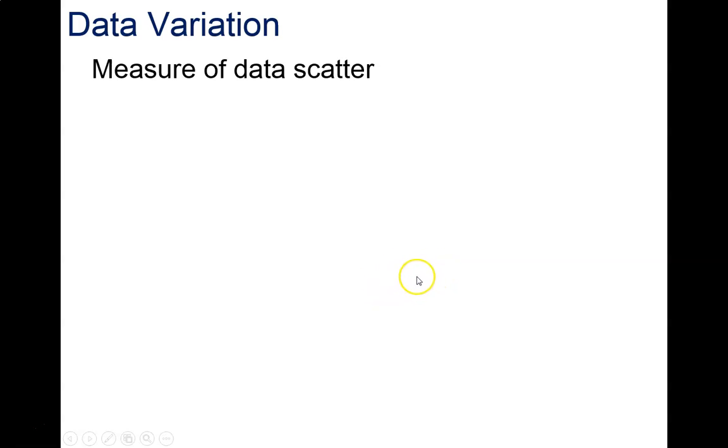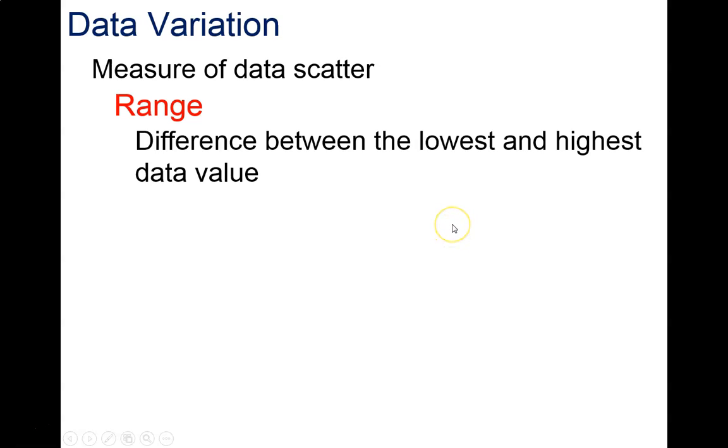Measuring how far the data is scattered. So is the data really close together, or is it really, really spread out? One way of dealing with that is what's called the range. This is really easy. You just find the highest and lowest number, and then you subtract them.